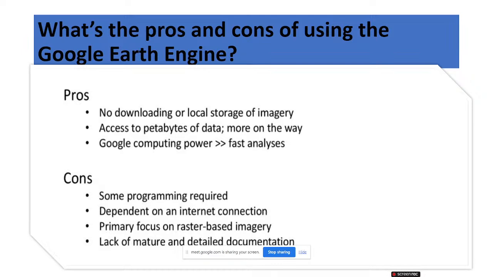Suppose you need a satellite image of the whole country boundary of Bangladesh, we can easily get it within 1 second. We can easily get these satellite images for the whole country boundary of Bangladesh or any big region, and its computing power is very fast.